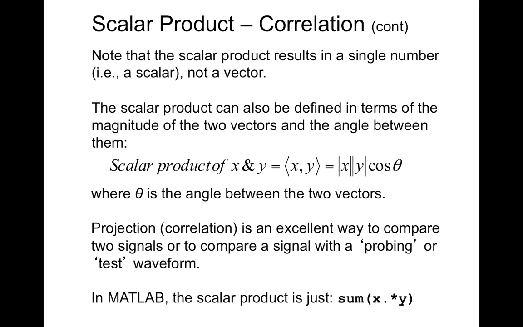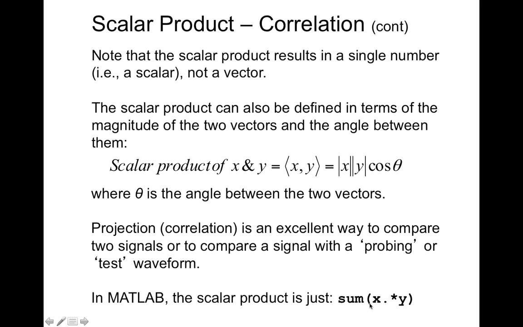Now there's no reason mathematically why you can't have more than two dimensions here. So we can actually have n dimensions. We can actually have an angle between these two n-dimensional vectors. So projection is an excellent way to compare two signals or to compare one signal with a probing or a test waveform. So in MATLAB, we can get the scalar product with the simple sum command.